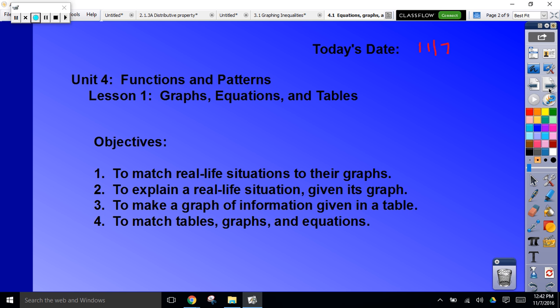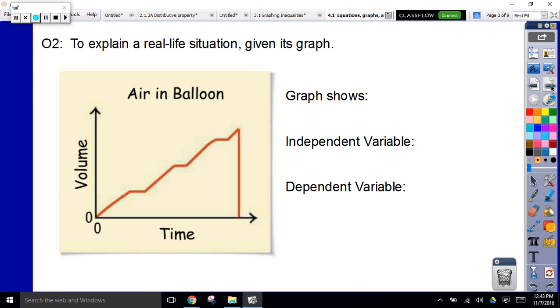Then we're going to talk about explaining a real-life situation when we have a graph, talking about what the graph actually represents. We're going to make a graph of information given in a table, and then we're going to be doing a matching activity where you're going to match tables, graphs, and equations. Okay, so the first objective, which is actually our second objective, is explaining a real-life situation given its graph.